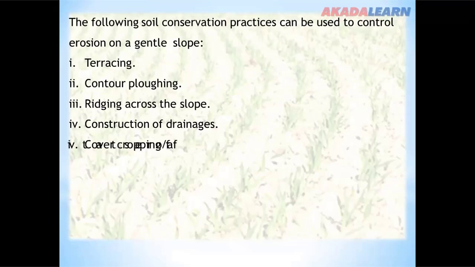The next conservation practice is cover cropping, afforestation, or density planting. Now, the principle is not to allow the surface to be exposed to agent of erosion, example, wind or water. The slope is planted with cover crops or other crops to trap or retard any runoff water. They also promote the percolation of such water which have been retarded in its flow.